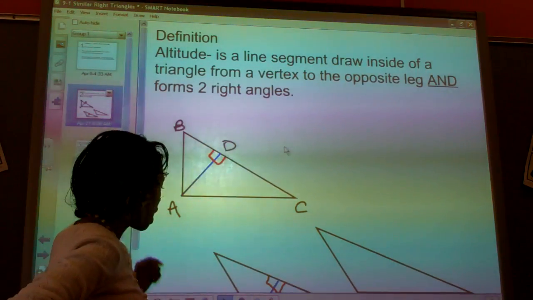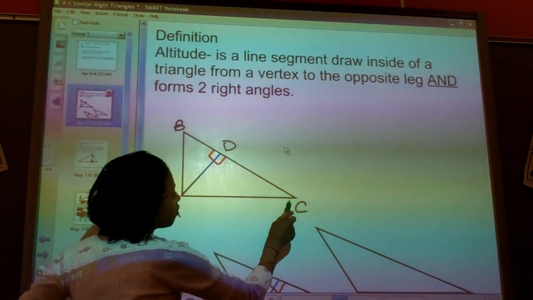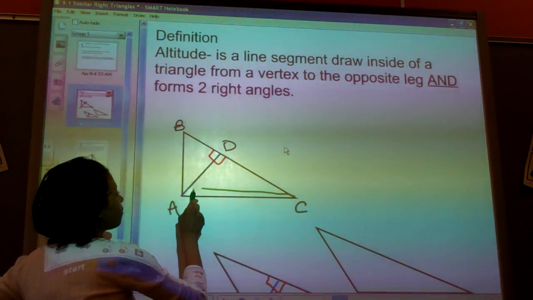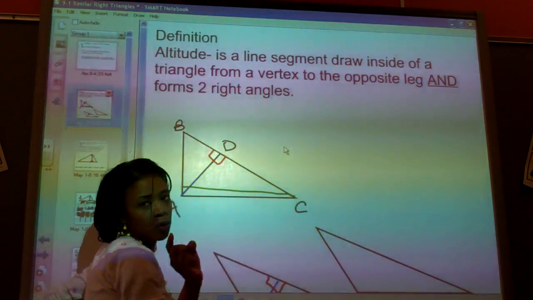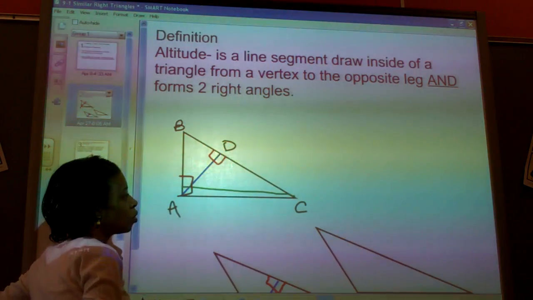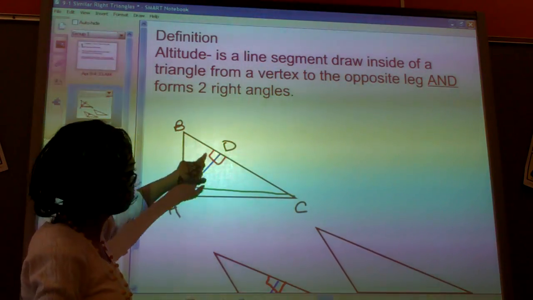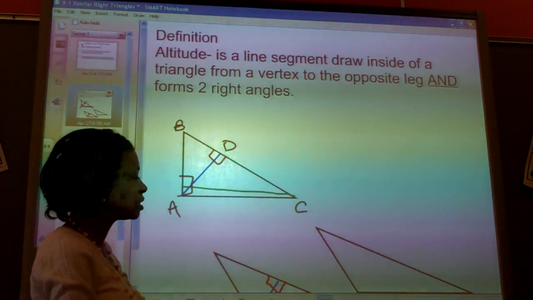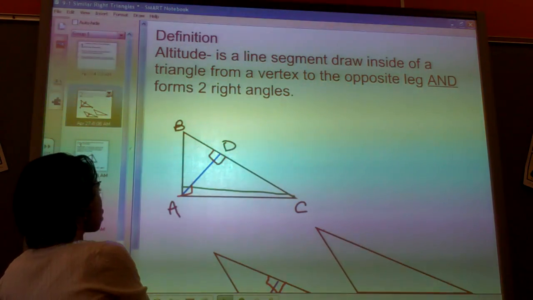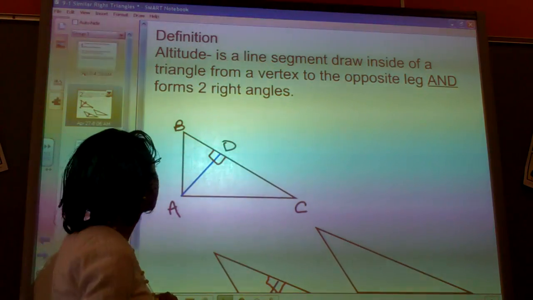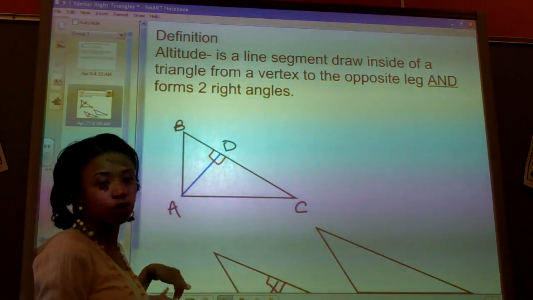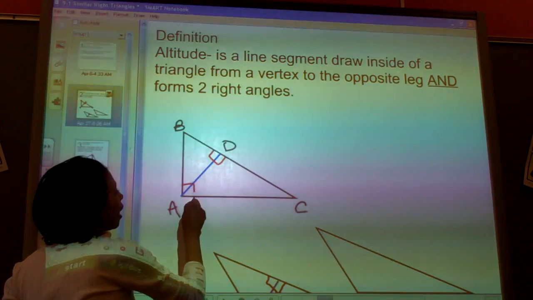It must form two right angles. I could do a second altitude if I were to draw from the vertex C over to the opposite side. If I did that and correctly measured, of course, this should form two right angles. I could also do an altitude from B over to the opposite side, AC. So, recalling altitude, what we're going to primarily look at in this chapter 9 is this altitude drawn from a right triangle.